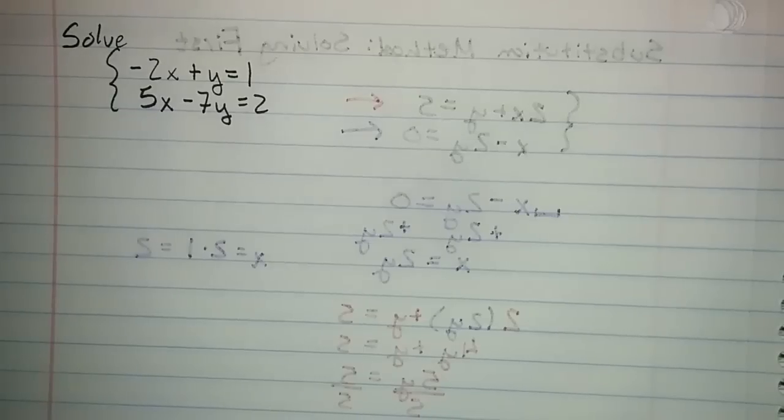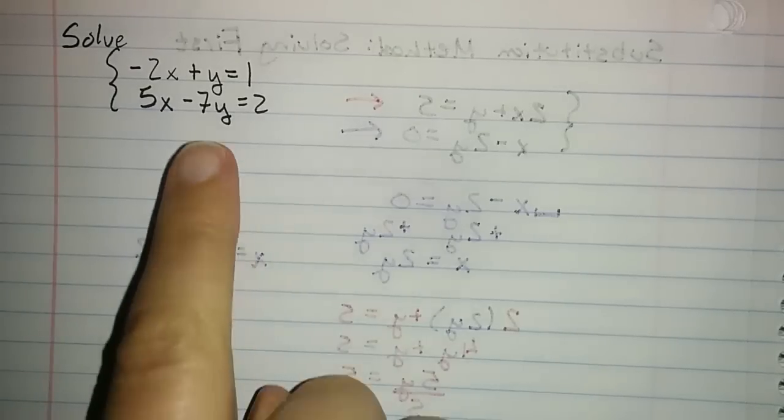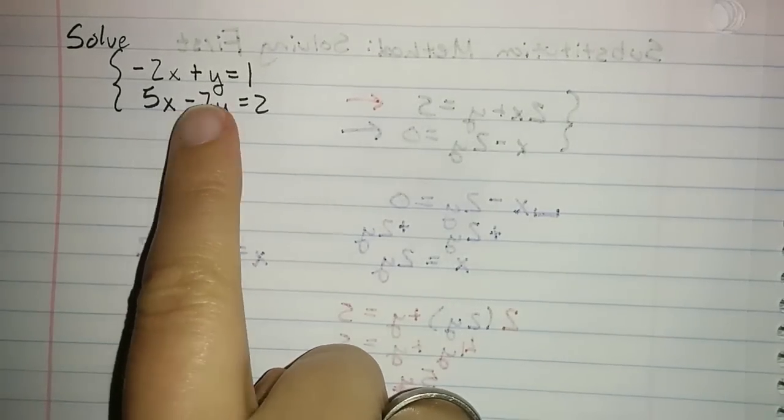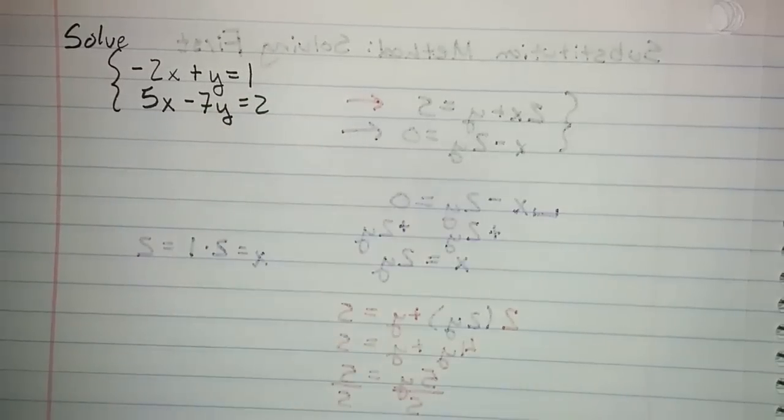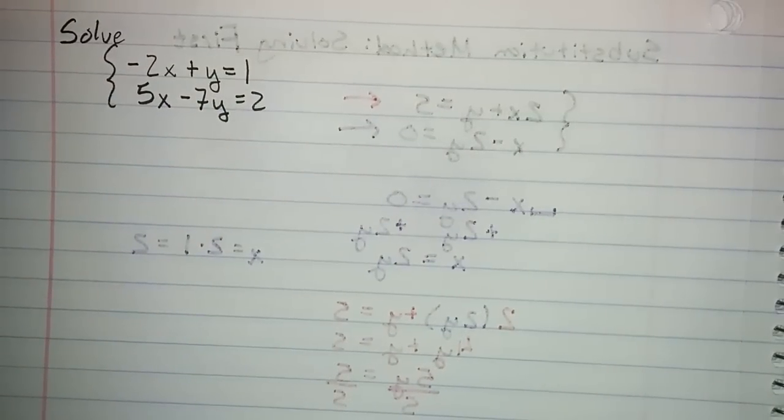Now I'm going to give you one of these to try. Solve the system negative 2x plus y equals 1 and 5x minus 7y equals 2 using the substitution method. Pause the video and try this now.